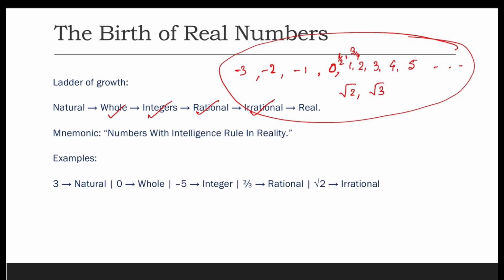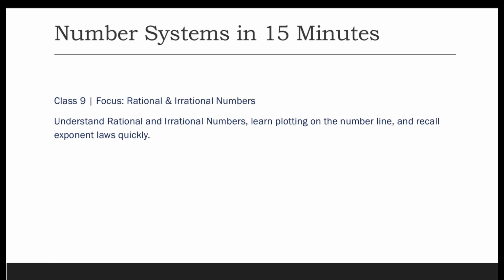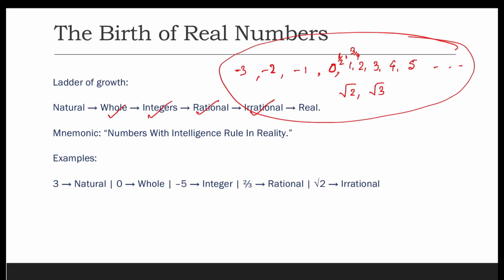How to remember it? Just remember the mnemonic: Numbers with intelligence rule in reality. So Numbers, N is natural numbers. With, W is whole numbers. Intelligence: I is integers, R is rational, I is irrational. And then Reality, R is real. Numbers with intelligence rule in reality.